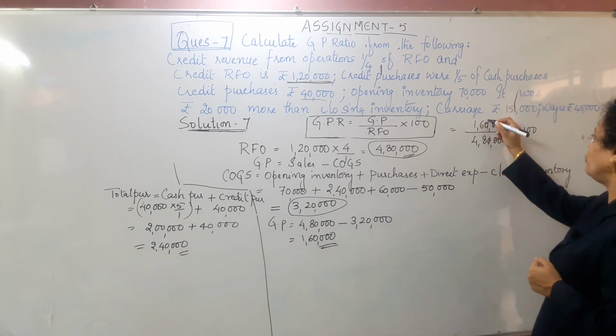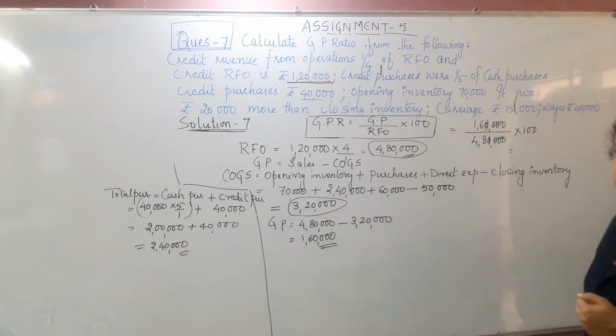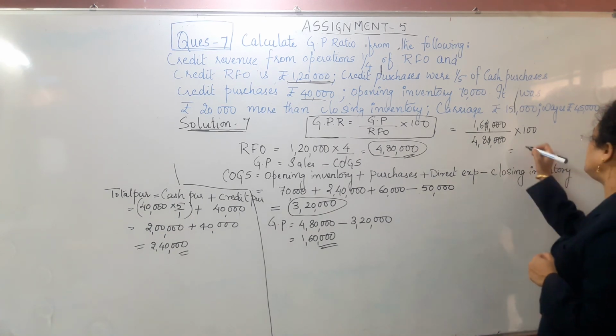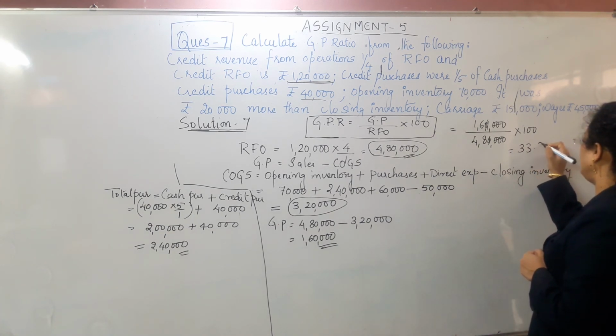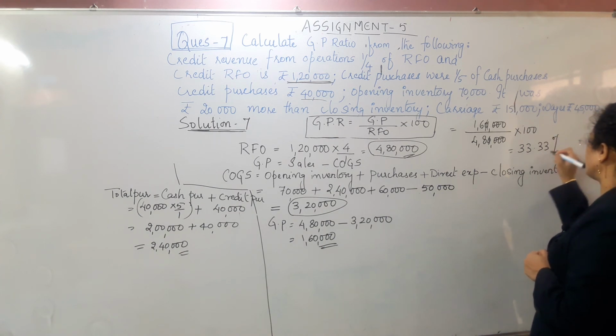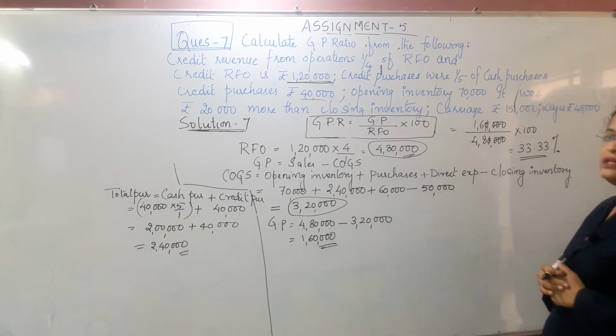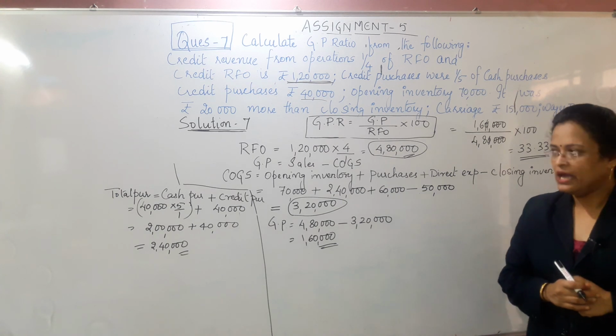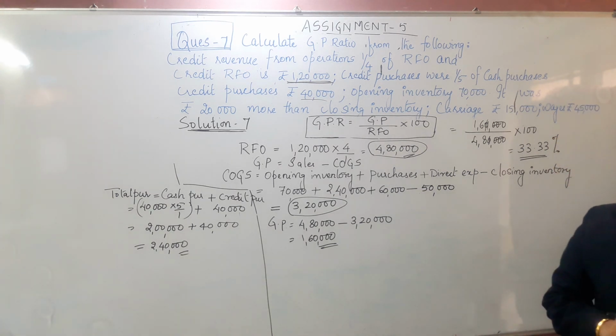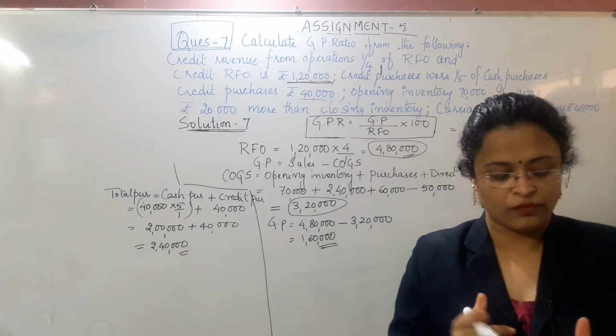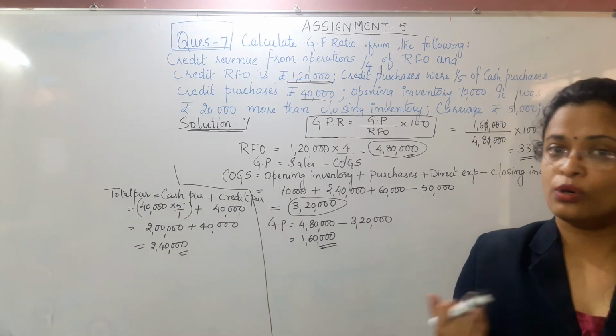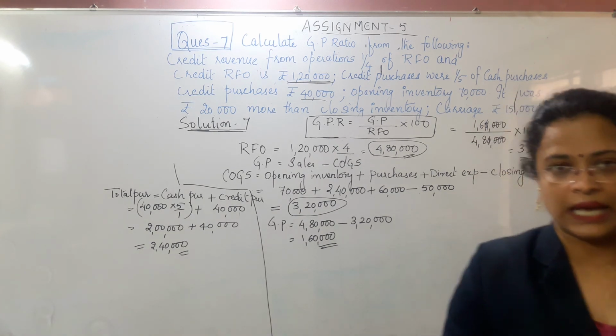If you solve this, you will get the answer in decimal points because it's not thoroughly divisible. So the GP ratio in this question is 33.33%. I hope this question is clear. If you have any doubt in solving this particular question, we can discuss it in the online class.